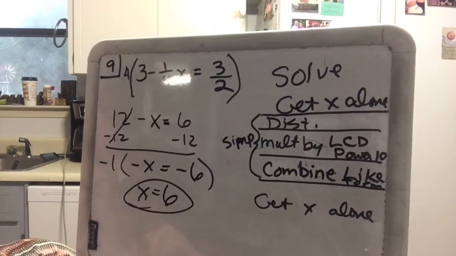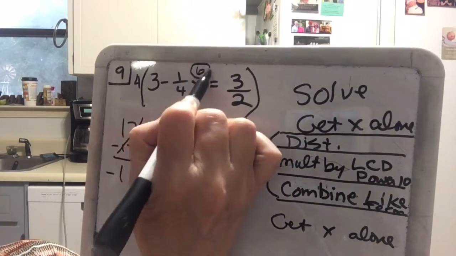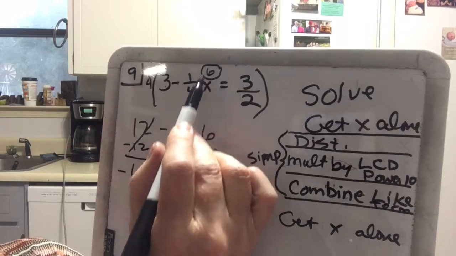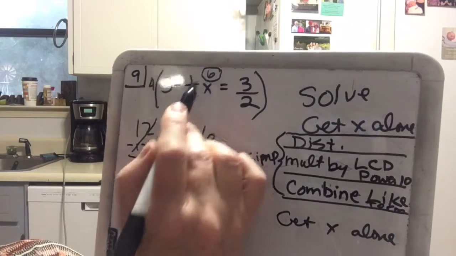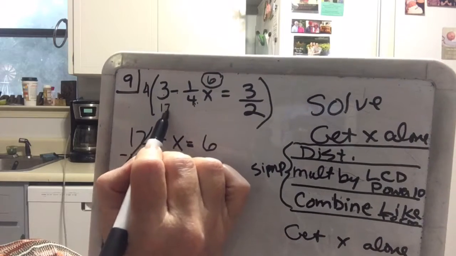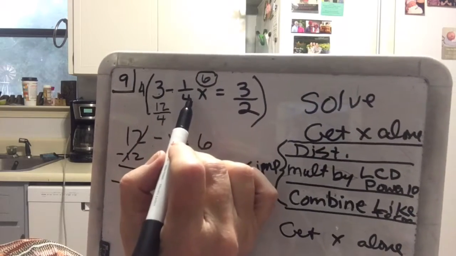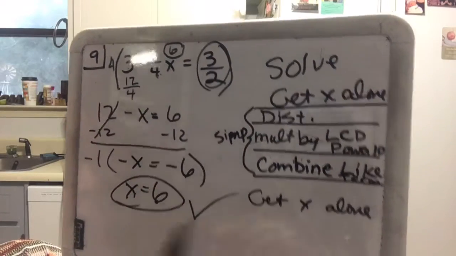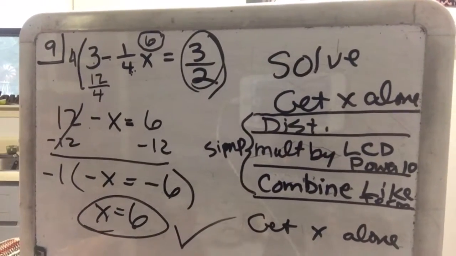And then I should check, right? So I'm going to plug x is 6 back up in here. There's my 6 right there where my x is. And 3 minus 6/4 should be the same thing as 3/2. Now we can get a common denominator if you want to go ahead and do that. Remember, 3 would be 12/4. Okay, so 12/4 take away 6/4 is 6/4, but 6/4 can be simplified to 3/2. And so this checks. We have the correct answer. And that is problem number 9.